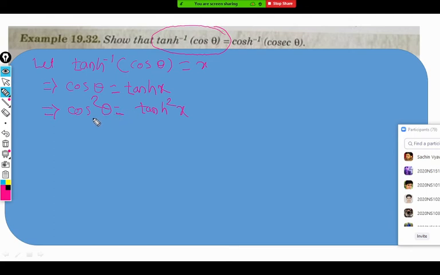you can use cos square theta also as 1 minus sine square theta. No issue, so I'll take it as 1 minus sine square theta. 1 minus sine square theta as tan h square x. So this gives us 1 minus tan h square x is sine square theta. Just rearrange the terms. The tan h square is taken on the left hand side, sine on the right hand side. Now, is there any value for 1 minus tan h square x?